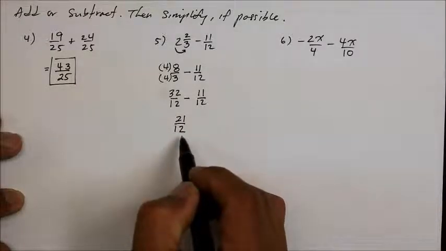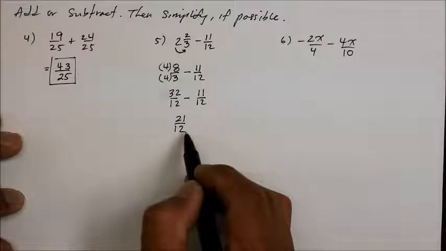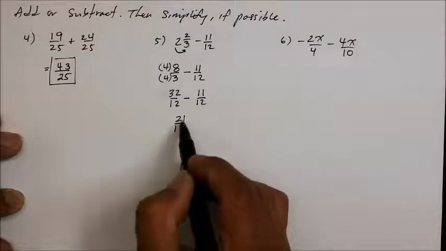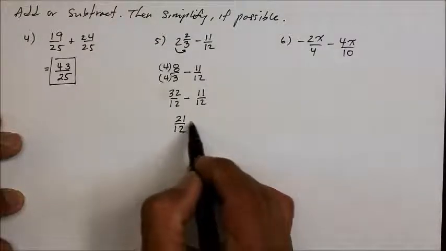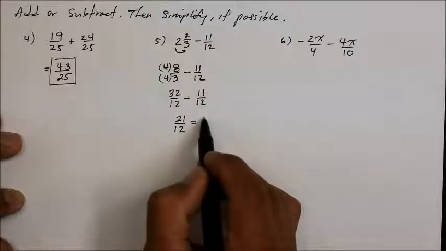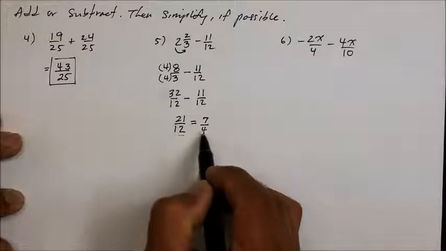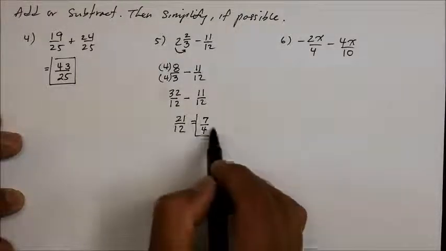Now, look at this. 21 and 12. Don't they share a common factor, a number that is divisible? Yeah, we could reduce this by 3. So we could reduce to say 3 times 7 is 21, and 3 times 4 is 12. So that's the reduced form.